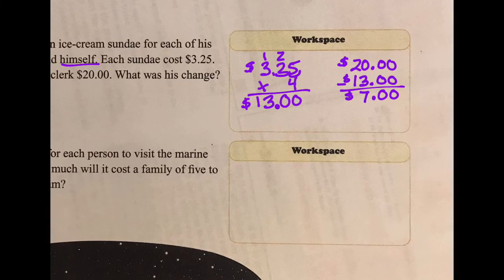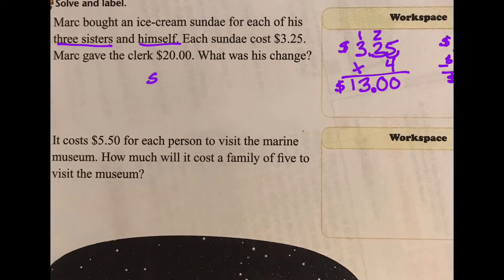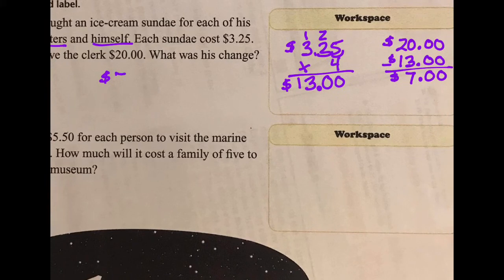Okay, if you said $7, you're right. All right, so that is the answer. So underneath here, because it's dollars, you don't have to write the word dollars. We have the $ sign right there. We can see that. We're going to put $7.